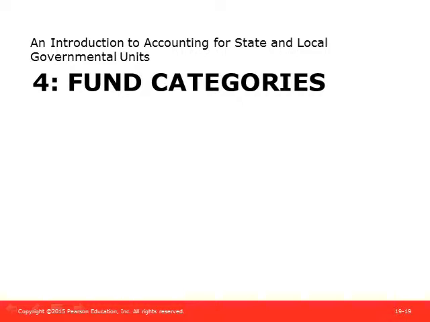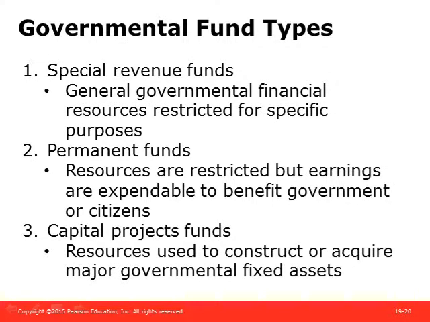And so now let's talk about fund categories or fund types. And so 5 types of governmental funds are used to account for general governmental activities. Each is a working capital entity that accounts for only a portion of the general governmental working capital. The difference between these funds, then, is the purpose or purposes for which the working capital accounted for in each of them may or must be used.